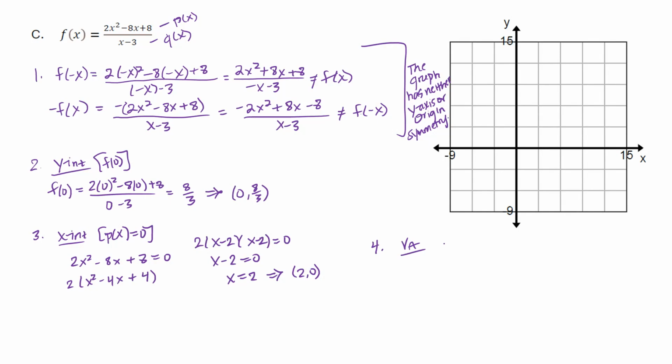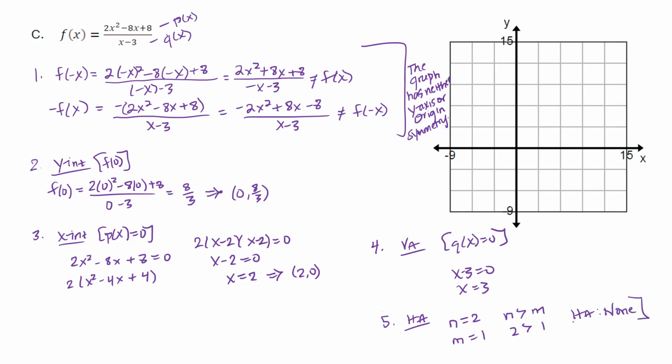For my vertical asymptote, that's q of x equals 0. So x minus 3 equals 0. So then x equals 3 is my vertical asymptote. And then for the horizontal asymptote, n equals 2, m equals 1, n is greater than m because 2 is greater than 1. So my horizontal asymptote is not applicable to this problem. So I just have a vertical asymptote at x equals 3.